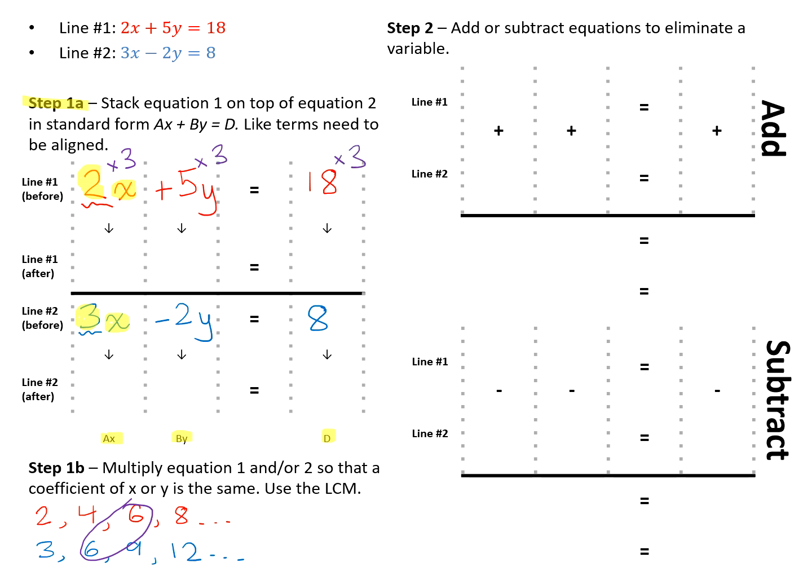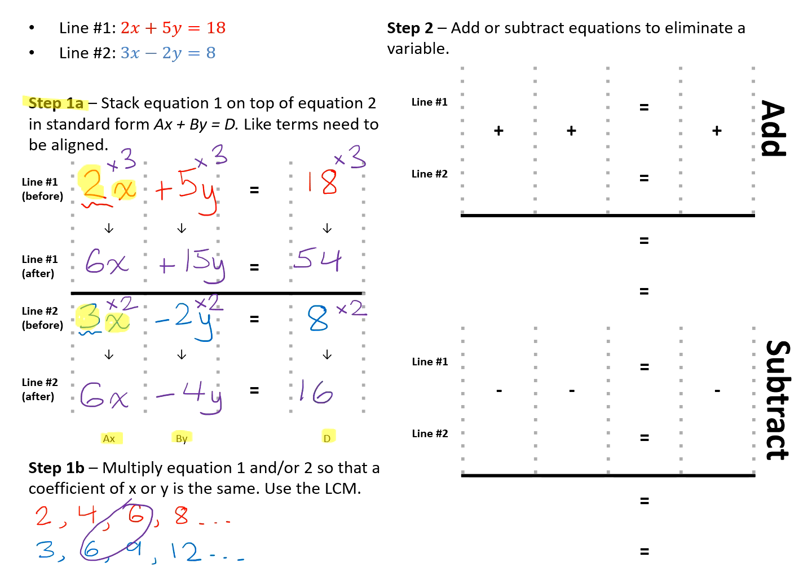If I multiply that entire equation by 3, this becomes 6x plus 15y is equal to 54. We're going to repeat the exact same process with the blue equation. So 3 times 2 gives us the lowest common multiple of 6, but if I multiply that term by 2, I have to multiply every other term in that equation by 2. If I multiply that entire equation by 2, that becomes 6x minus 4y and 16.